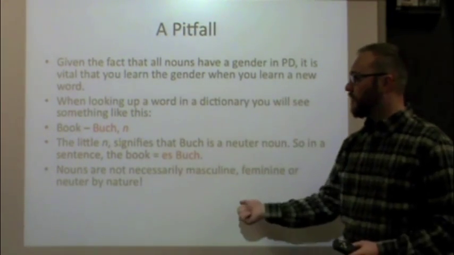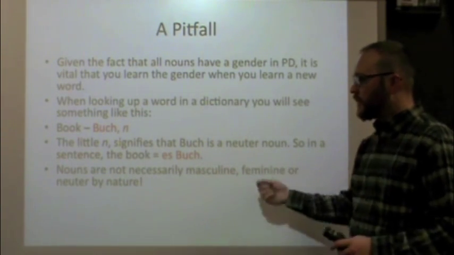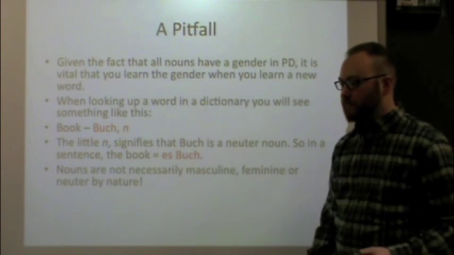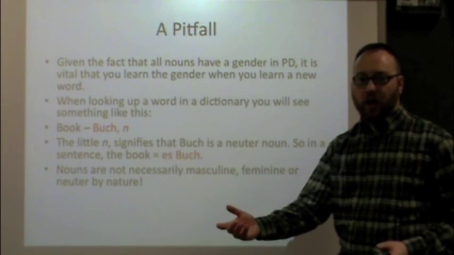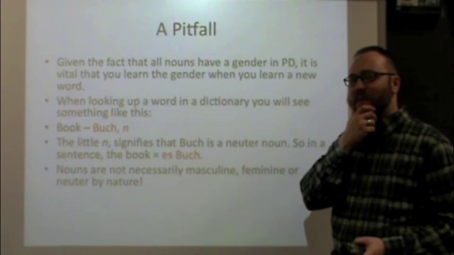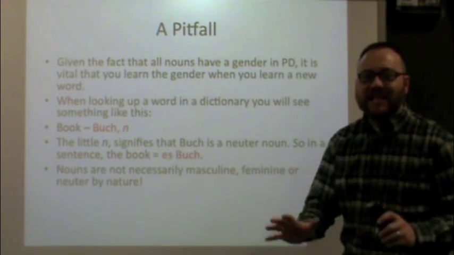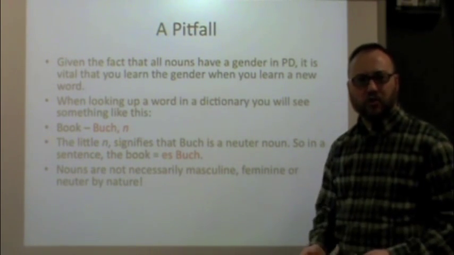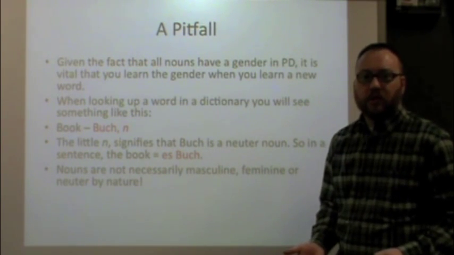And here is the big pitfall, as I mentioned earlier. Nouns are not necessarily masculine, feminine, or neuter by nature. If you take the word, let's say, chair, and you're thinking of that in English, does that seem masculine? Does that seem feminine? No, it's neither. It has nothing to do with it. You would look up the word chair and you would find it's der Stuhl. It's a masculine noun. It just happens that way. Memorize them.